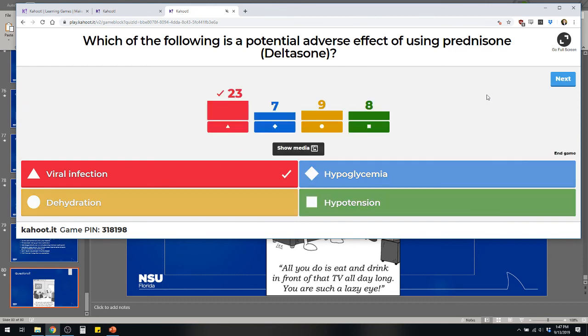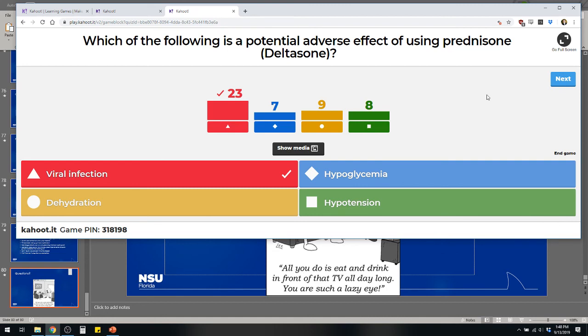Let's see. So the correct answer, viral infection. So let's look at why that is. It's very exciting. So why do you get a viral infection? Why is that risk higher for a viral infection with prednisone than some of these other ones? Yes, right. So remember, prednisone falls in which category? What class of drugs? It's a corticosteroid, right? It's a glucocorticoid. And so you're going to find that immunosuppression is one of the things it causes because it's an anti-inflammatory, right? It's going to slow down that immune system to some degree. So viral infection, bacterial infection, all those risks go up with more chronic use.